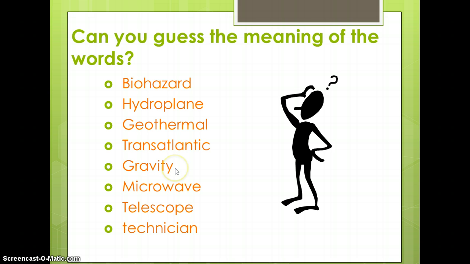Gravity, something that's very heavy, right? We can't fly through the world or fly through the air because of gravity. Microwave, we've all got a microwave in our house. It's a very, very small wave that has the capacity to heat. Telescope, again, we can see something. Technician, that person who has a special skill.